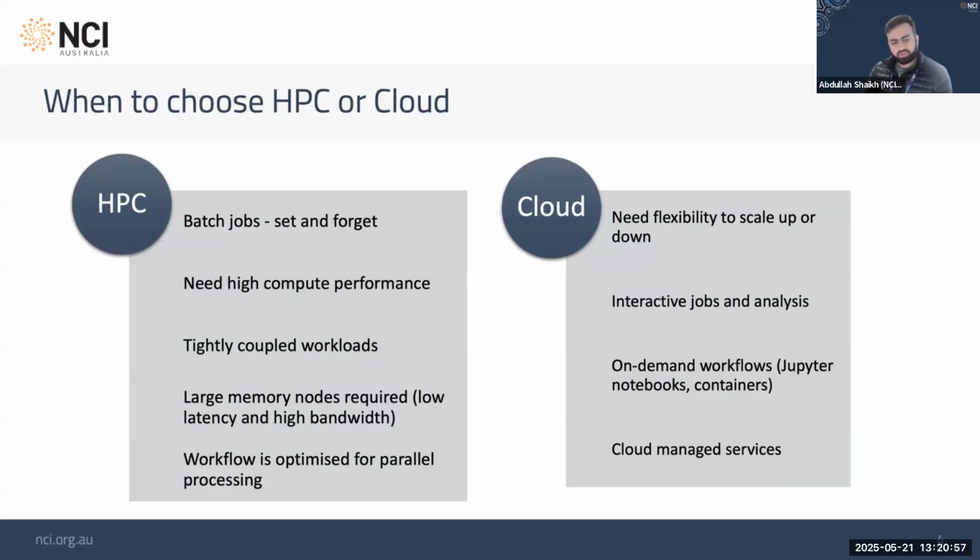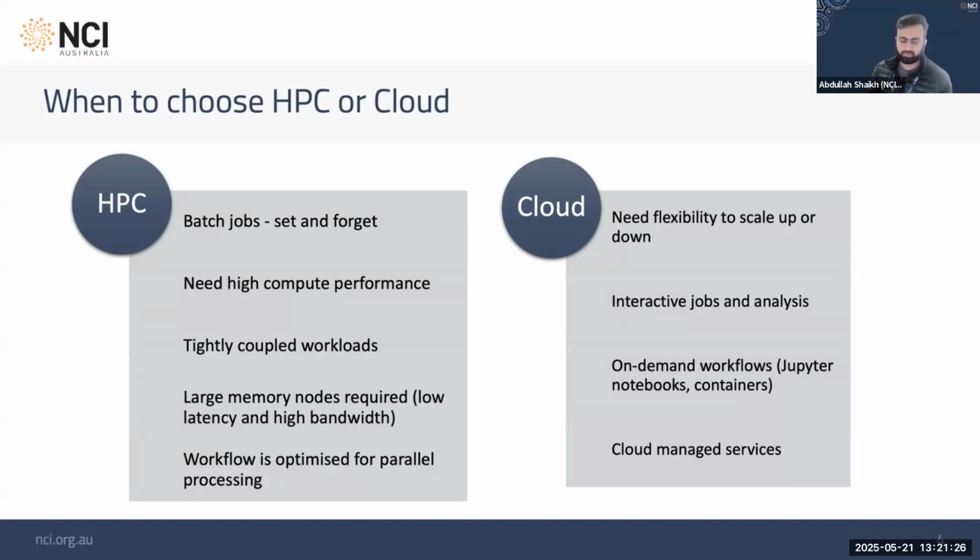Right. Yep. In contrast, if we talk about cloud, cloud technology is really good if we have to scale up or scale down very quickly in terms of our workloads. As an example, if you need high memory and then low memory quickly, then cloud technologies are really good in scaling up and scaling down. Cloud technologies are really good if you have interactive jobs and analysis where you have to communicate with the systems or with your algorithms back and forth.